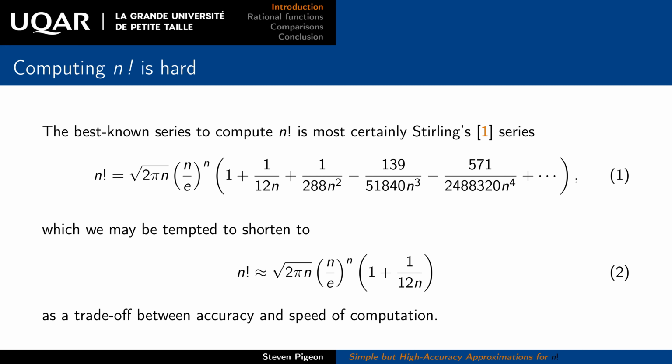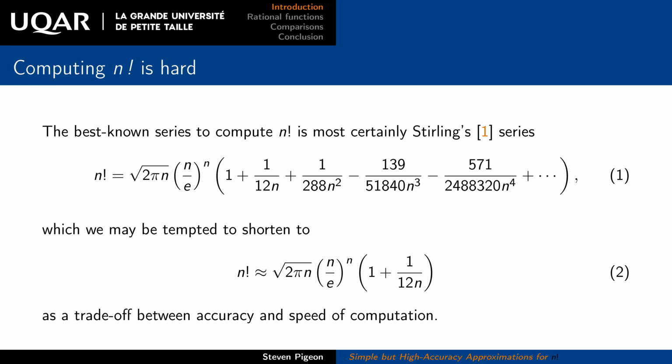The usual series proposed to compute n factorial, other than with integer-only arguments, is Stirling series, or Stirling approximation, or Stirling function, depending on who you are reading. It is shown here in equation 1. But this infinite series cannot be evaluated in full and therefore must be truncated.